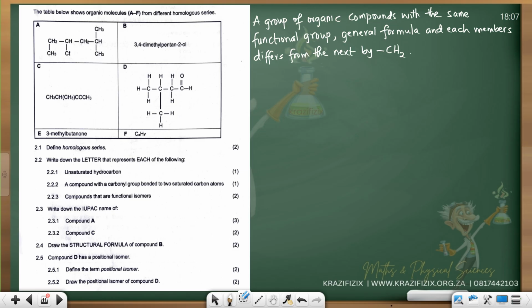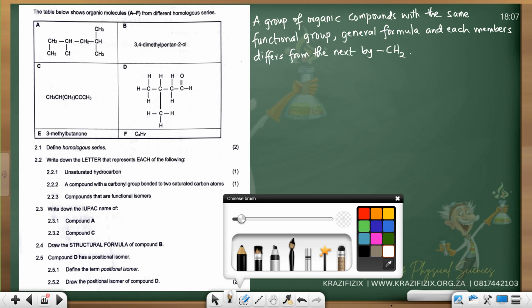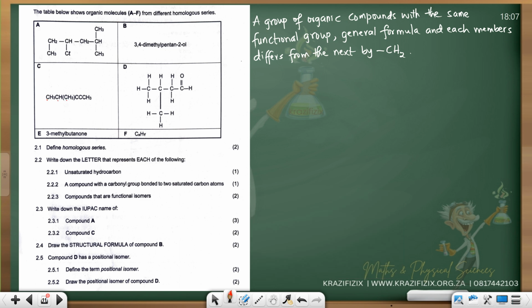We want to mark. Write down the letter that represents each of the following. Unsaturated hydrocarbon. It has to be a hydrocarbon. C. Am I right? Will it be C? Yes. 1, 2, 3, 4, 5, 6. So this is C6H. 3 plus 1, 4. 5, 6, 7. 7 plus 3, 10. Yeah, that's an alkyne. Times 2 minus 2. So if I multiply it by 2, I get 12. If I subtract 2, I get 10. So the correct compound is C.